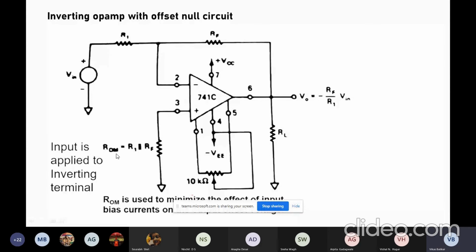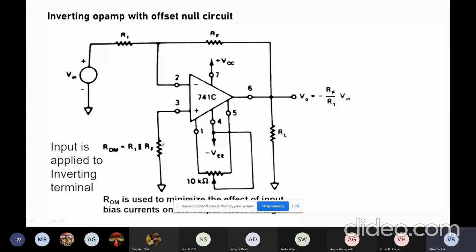So it is used to minimize the effect of input bias currents on the output. Like I was telling in one of the previous classes, there are a lot of currents present inside the op-amp, because the op-amp, if I am considering the 741, is made up of transistors or MOSFETs. So it will have a lot of currents, and those currents will be creating some kind of noise signals over here, and that will be getting amplified in the output. So to nullify this, I'll be using this offset null circuit.